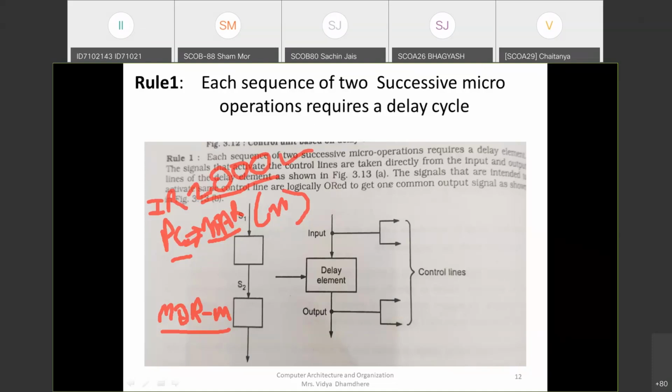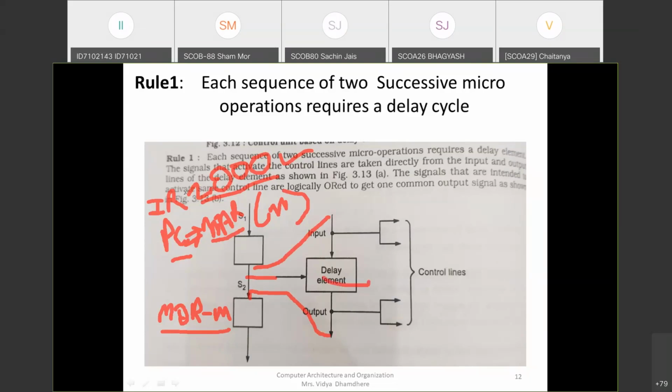So the delay element method says that each sequence of 2 successive micro operations requires a delay cycle. So the first sequence is there, the second sequence is there, and in between them this delay element is put. After the first sequence, the delay element will be placed here, and the delay element output is connected to the second sequence, which is mentioned here with the help of this diagram.